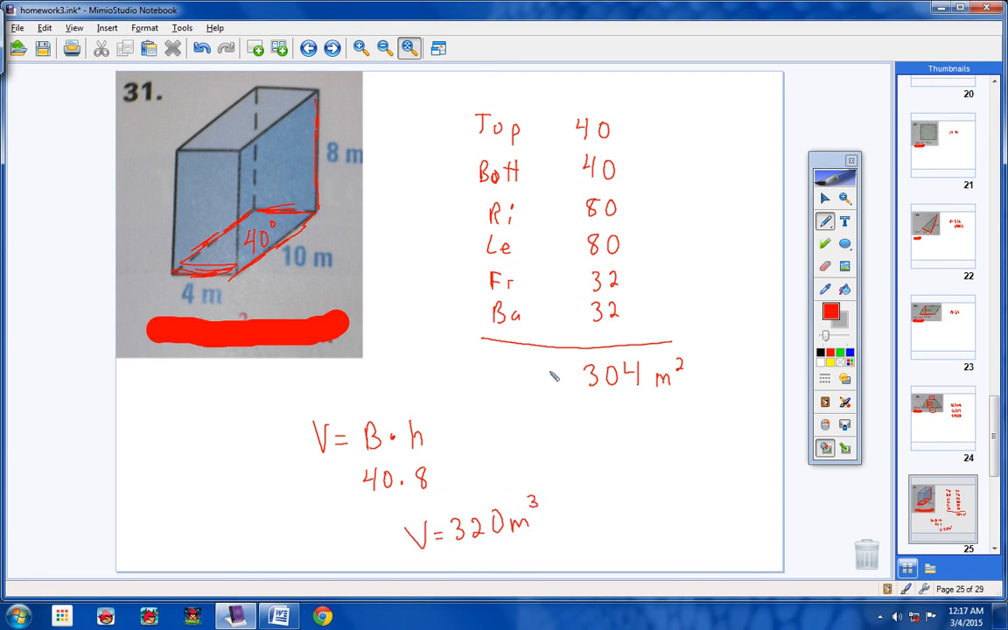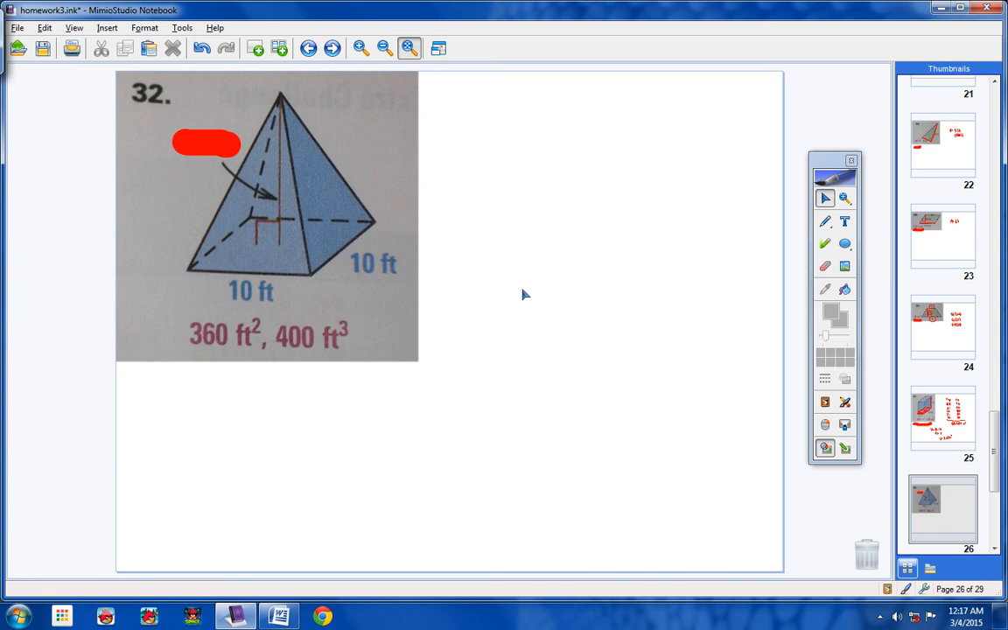Okay, so the surface area equals 304 square meters. The volume is 320 cubic meters. All right, moving on now to number 32. We're going to find the surface area and the volume of a triangular pyramid.